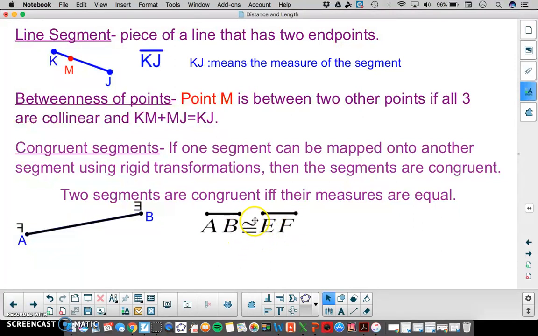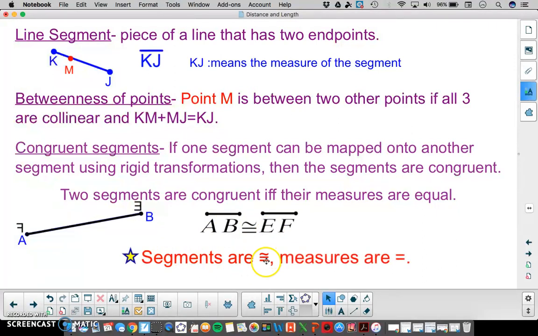We use the congruent symbol when we're talking about the objects. Segments are congruent, but measures are equivalent. So when we talk about the objects, we use the congruent symbol. When we're talking about the measures, we use the equal sign.